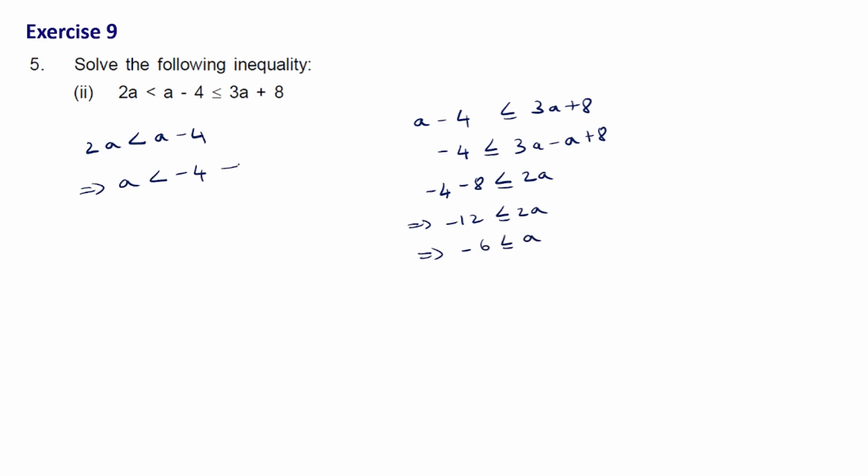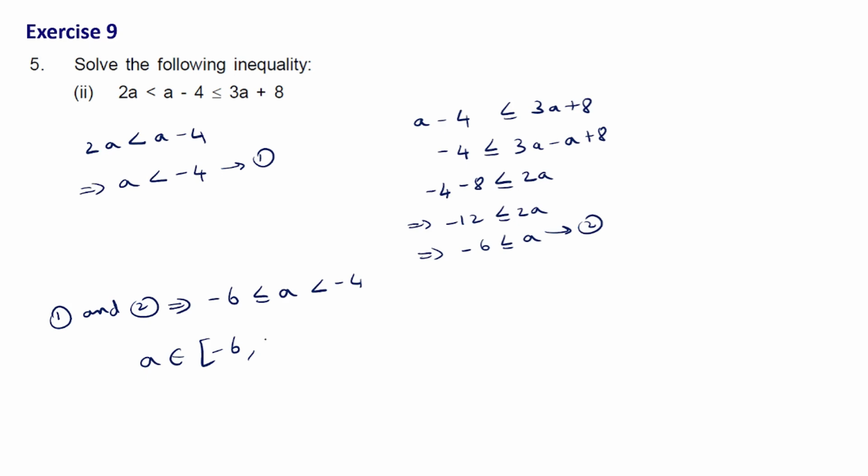So if we combine 1 and 2, 1 and 2 implies -6 ≤ a < -4. So here a belongs to the interval closed -6, open -4. So this is the solution for this inequality.